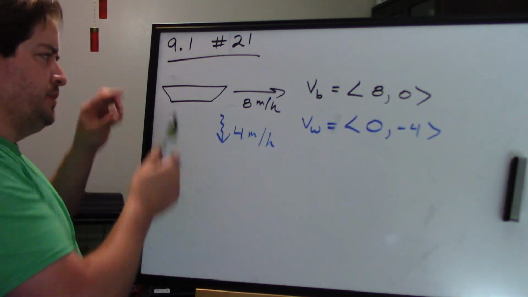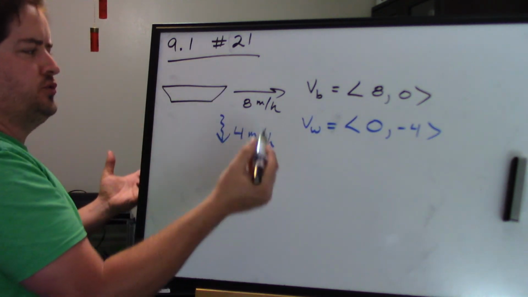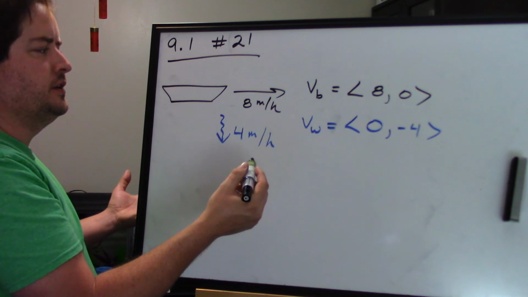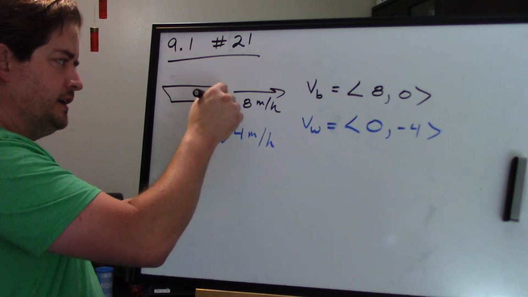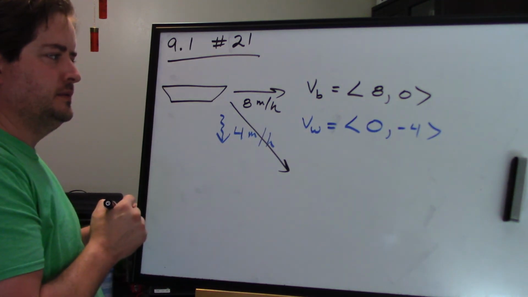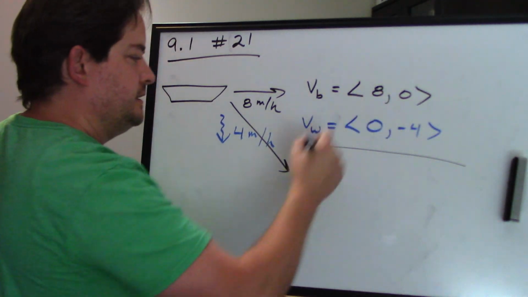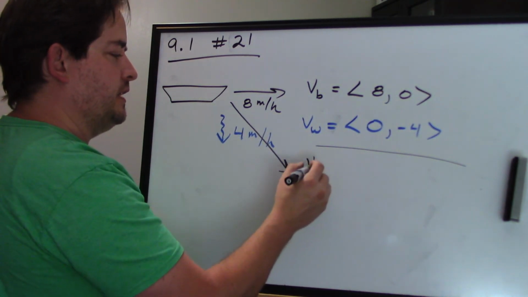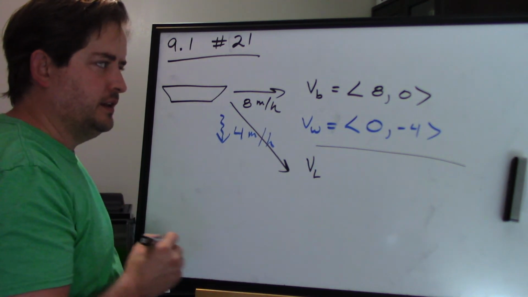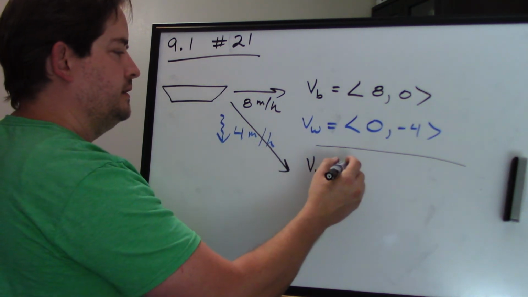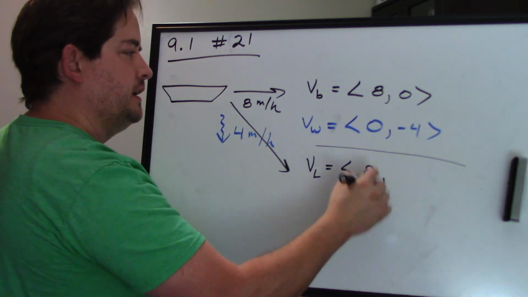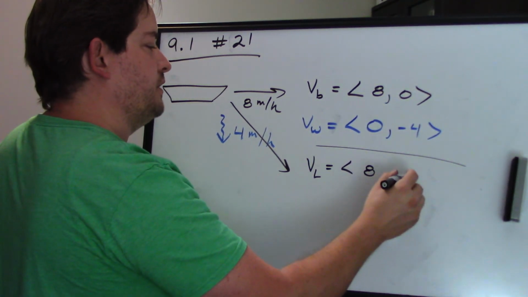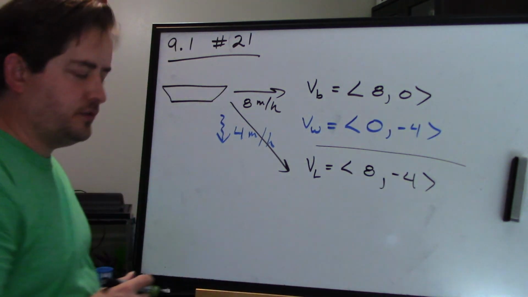And so when this boat gets into that water, its true vector relative to the land is going to be the sum of those things. So it'll be in that direction, and that's just adding these. The true velocity relative to land, maybe I'll call that v sub l, is 8 plus 0, which is 8 in the x component, and 0 plus -4, which is -4 in the y component. And so that's the velocity.